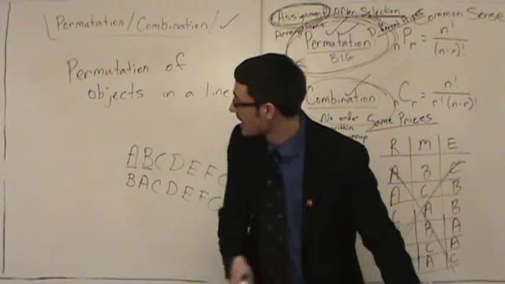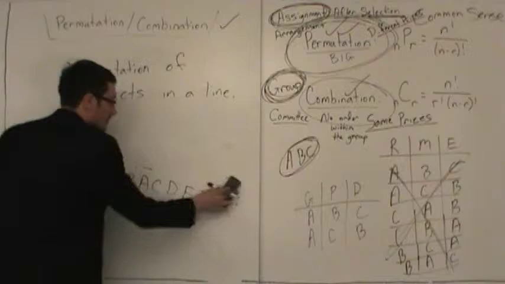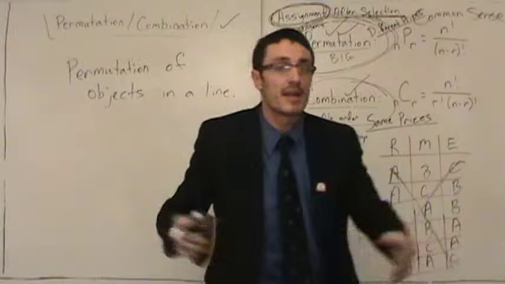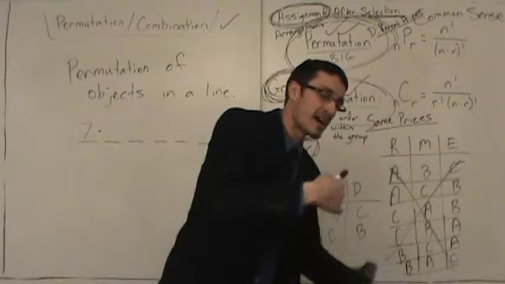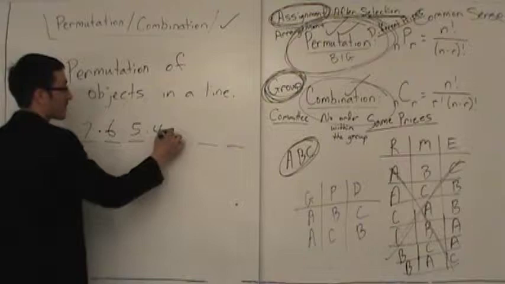So my question is here. In a line, we don't use the formula, we just think. Okay, there's seven people in a line, permutation of objects in a line. Make seven spaces on your paper. Okay, how many options do we have for the first shopper? Well, we have seven. Okay, now after we choose the first shopper, how many options do we have for the next shopper? We only have six. And then for the next, we have five. So seven times six times five times what? Four times three times two times one.